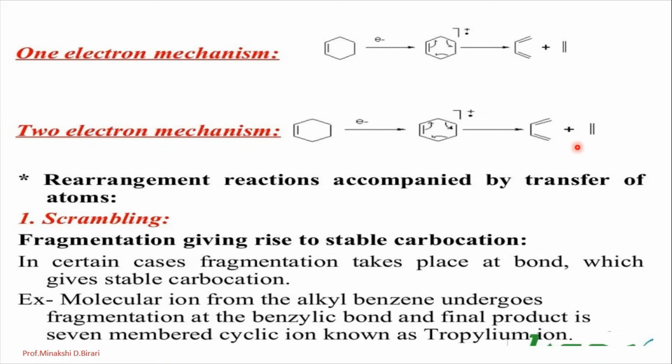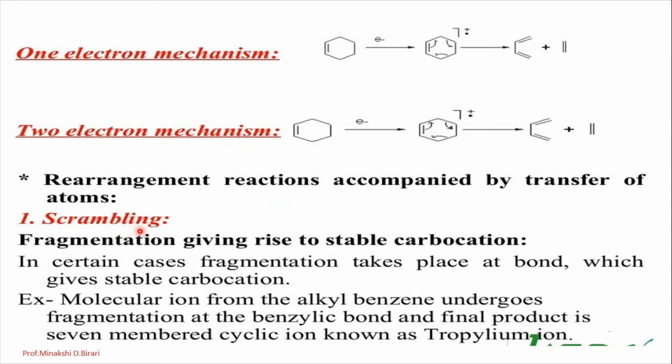So that is the retro-Diels-Alder reaction. Example is cyclohexene by one electron mechanism and also by two electron mechanism, formation of new fragments. Now the next one, rearrangement reactions accompanied by transfer of atoms. So first of them, that is scrambling.